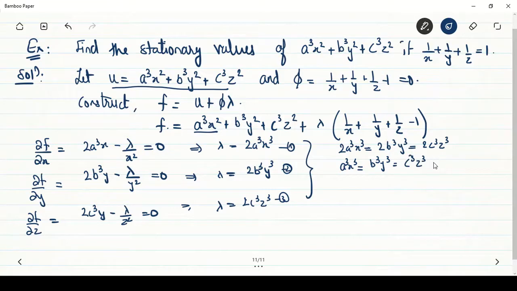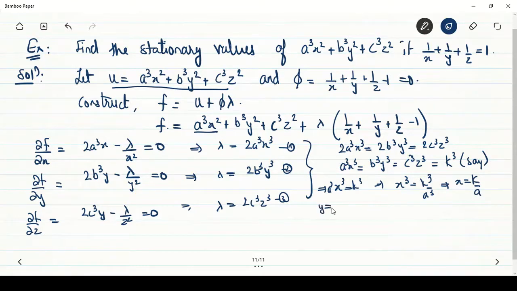Now assume that all these three quantities are equal to some value k cube, say. So a cube x cube equals k cube, which implies x cube equals k cube upon a cube, so x equals k upon a. Similarly, you will get y equals k upon b and z equals k upon c.